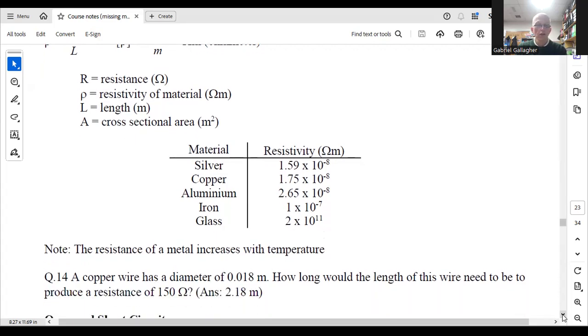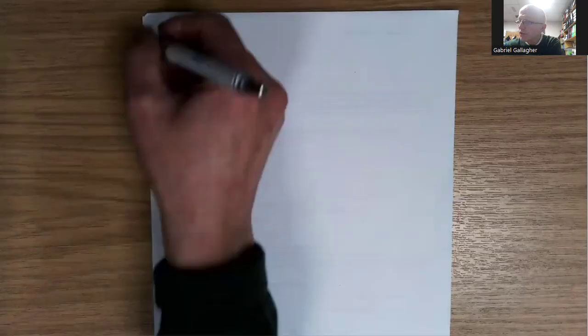What I wanted to bring to your attention is question 14, and I'll go through the solution here for you now. You can see everything there, hopefully. We're doing question 14.